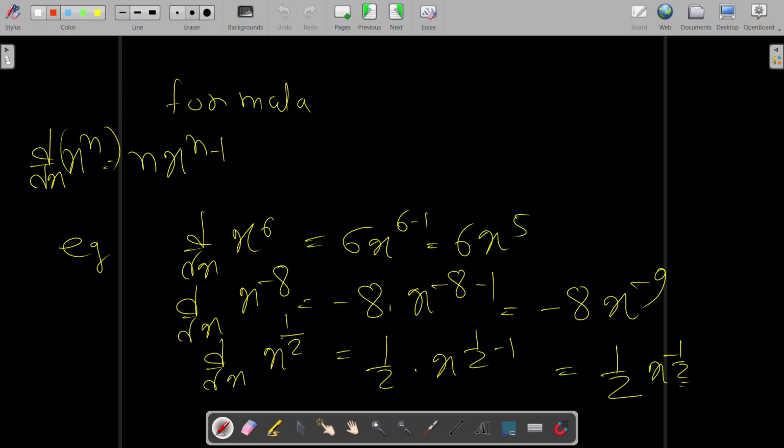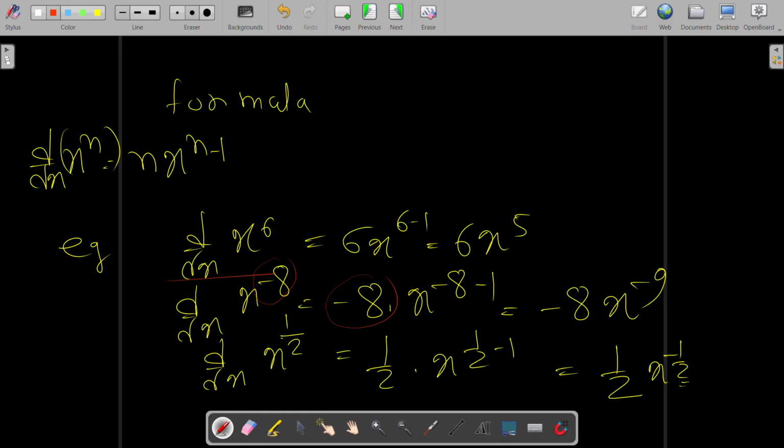So d of x to the power 6 becomes what? Here n is 6, so 6 x to the power 6 minus 1, that is, 6 x to the power 5. Similarly, d of x to the power minus 8: here n is minus 8, so minus 8 x to the power minus 8 minus 1, that is, minus 8 x to the power minus 9.